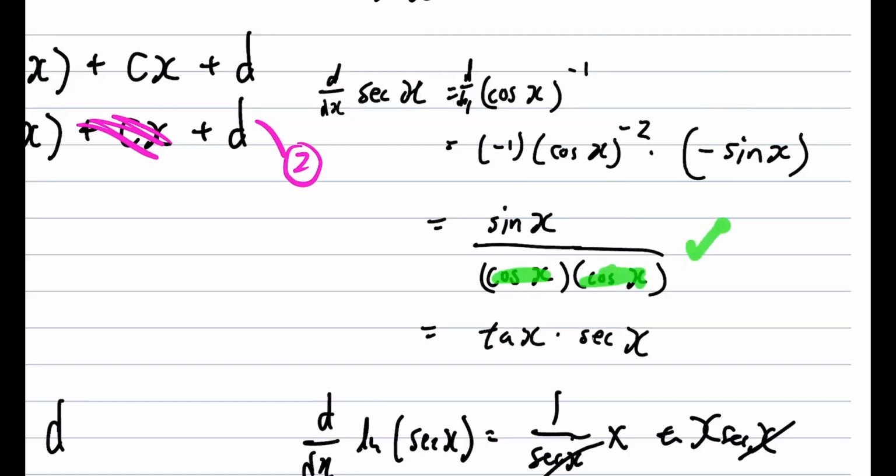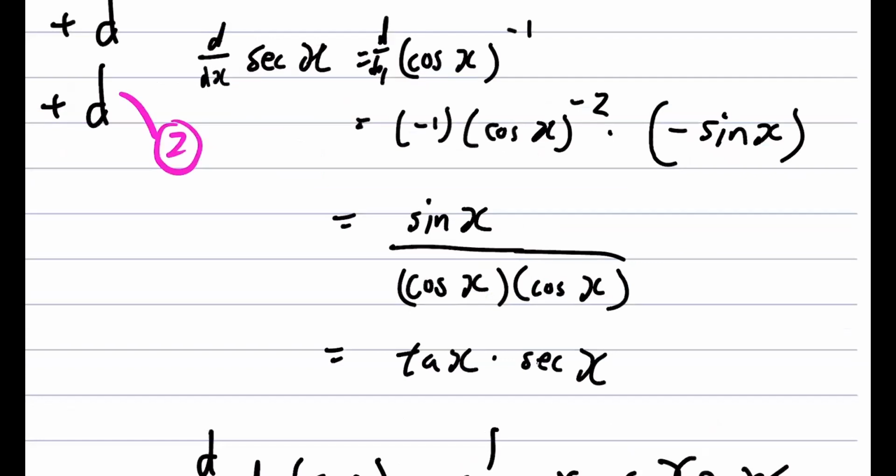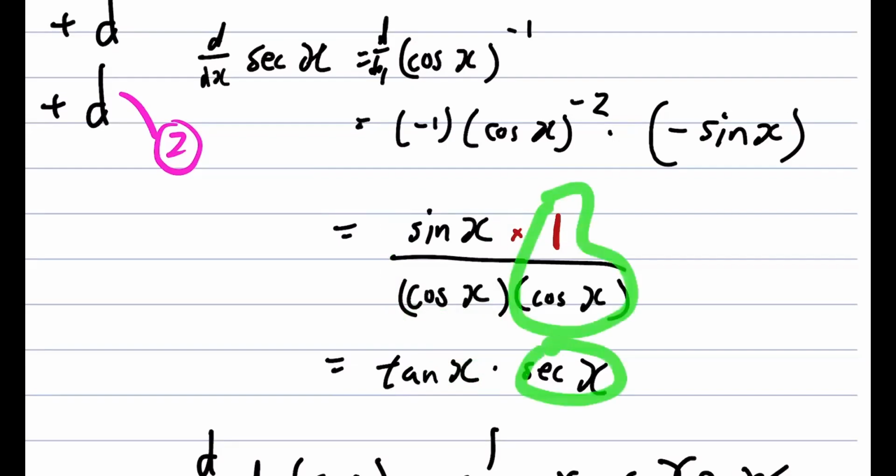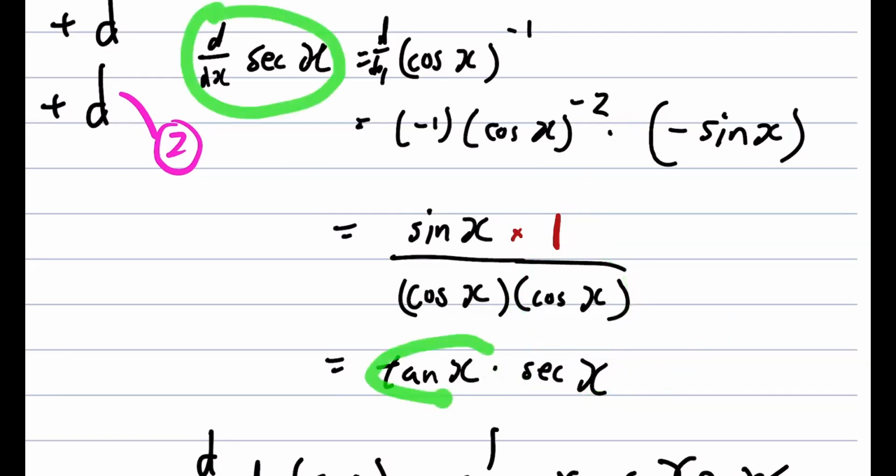Speed up, but how do I speed up? There's only sine. Sorry, I rewrite cosine x squared as cosine x times cosine x. The reason I did that is because I want you to see sine x over cosine x, and there's an invisible times 1 here. Sine x over cosine x is really just tangent x, right? Sorry, I didn't write an n. Then 1 over cosine x is just secant x. Then just times them. That's all. Done. Differentiate secant x, you get secant x tangent x.